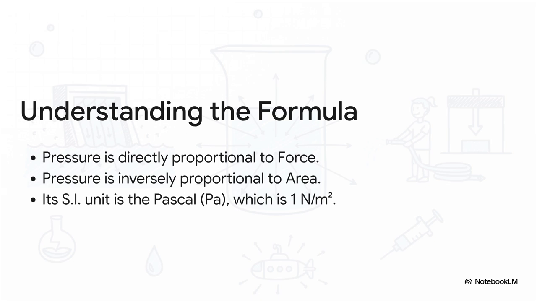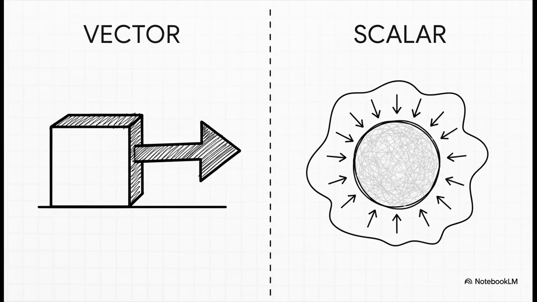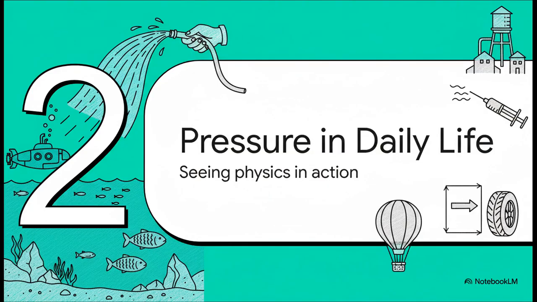Now here is a huge fact for NEET, so listen up. This is a classic trap. We know force is a vector, right? It has a direction. But pressure is a scalar quantity. It has a size, a magnitude, but no direction. At any single point inside a fluid, the pressure pushes out equally in all directions at once. Remember that.